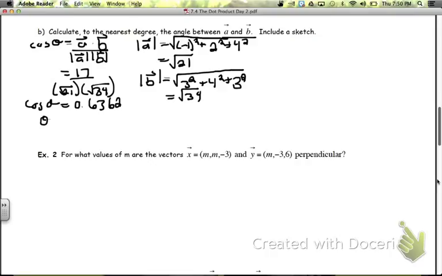Remember, to solve for theta, we take the inverse cos of 0.6362, and we get that theta is equal to 51 degrees. It turns out to be about 50.5, so we round that to 51 degrees. Now we also need to draw our sketch. So we can draw our axes here, remembering this is three-dimensional.